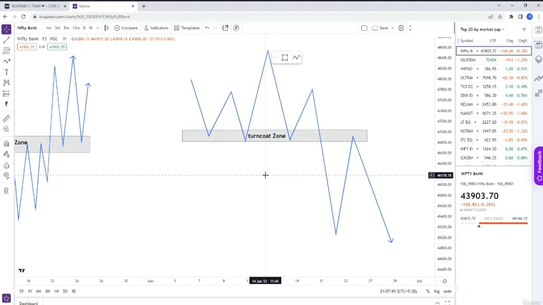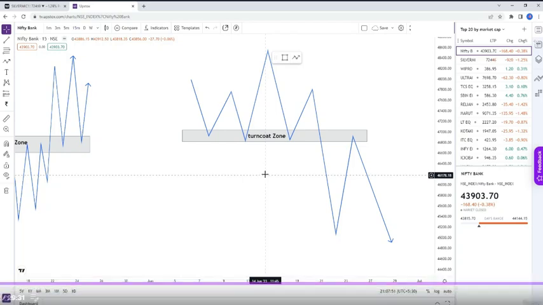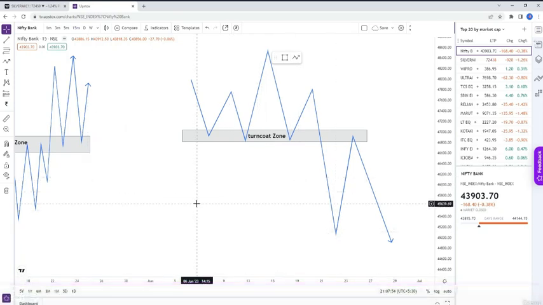I hope you understood how to draw turncoat zone. I tried my level best, and I drew all possible turncoat areas in the whole chart available in front of me. And I also went to some other charts to make you understand different time frames, to give you the clarity.